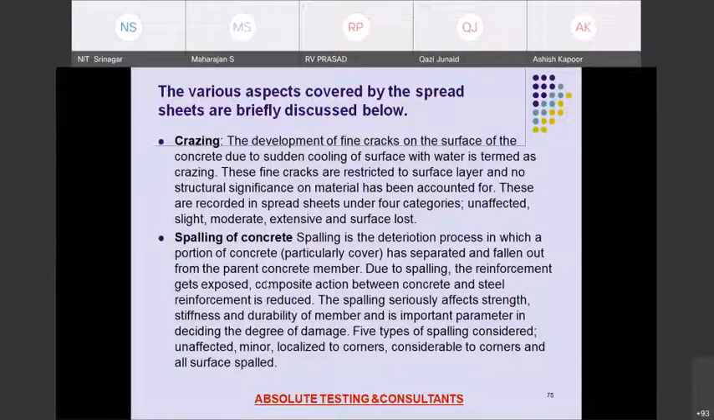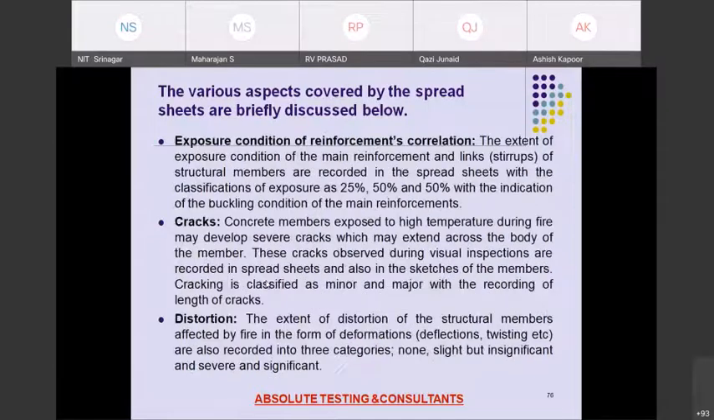Then spalling of concrete due to deterioration. Spalling is the deterioration process, as I told you in my previous slide, in which the concrete portion, which is called cover, separates and falls out from the parent concrete member. Due to spalling, the reinforcement gets exposed. Composite action between concrete and steel reinforcement is reduced. Spalling seriously affects the strength, stiffness, and durability of the member. 5 types of spalling are considered: unaffected, minor, localized to corner, considerable to corners, and all surface spalled.